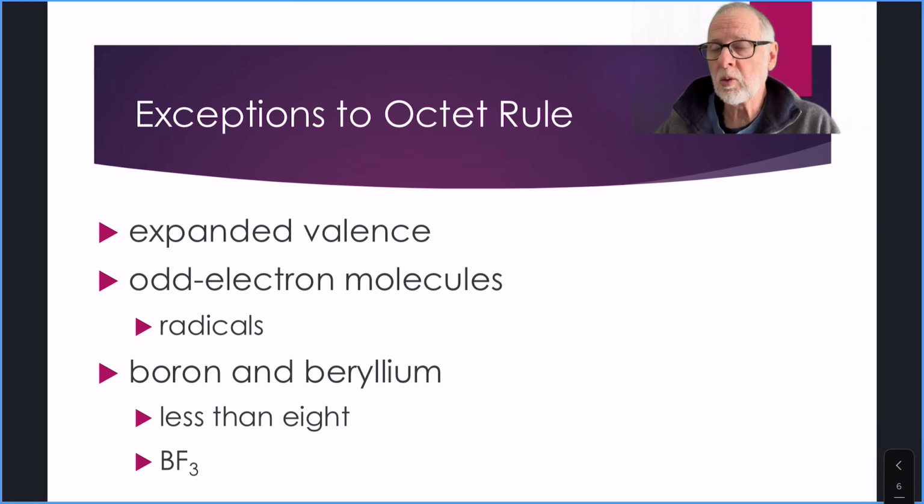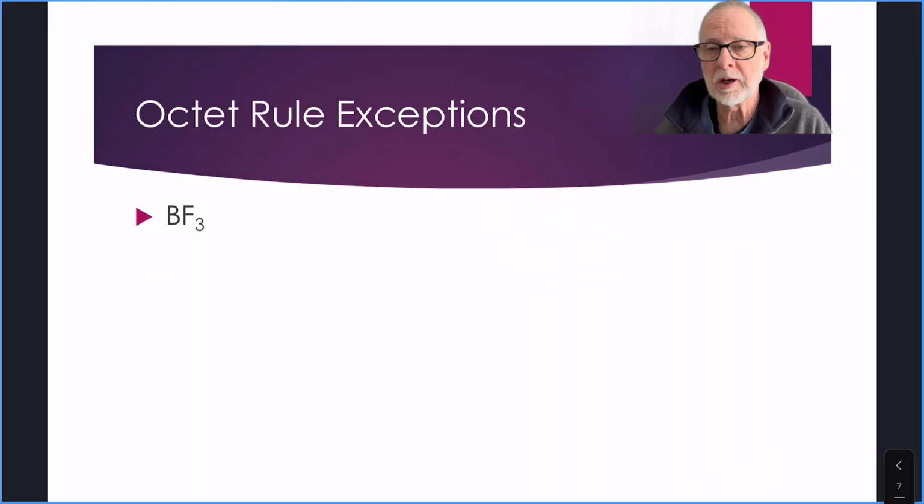And then for small atoms like boron and beryllium, when they are central atoms in the molecule, because they have so few electrons to start, those particular atoms as central atoms will not satisfy the octet rule. Boron trifluoride is an example. So let's take a look at that one. Here we have boron trifluoride.